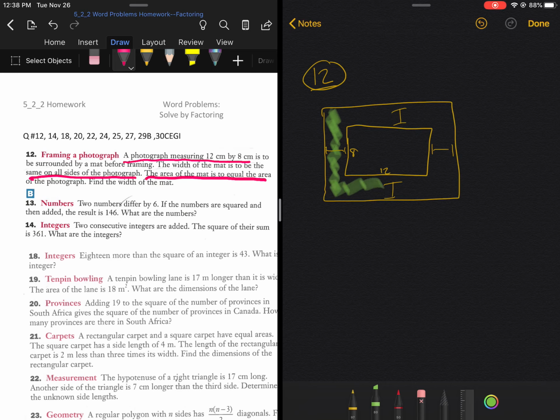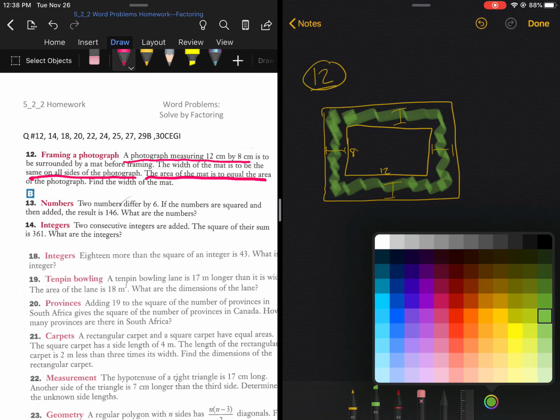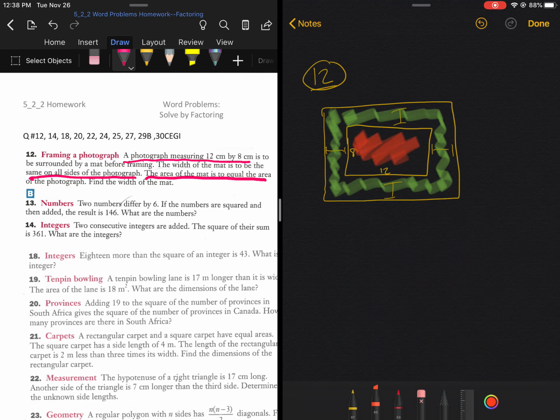The area of the mat, the area of this mat right here, is equal to the area of the photograph, which is right there. Find the width of the mat. So our unknown is x. We need to find what x is.